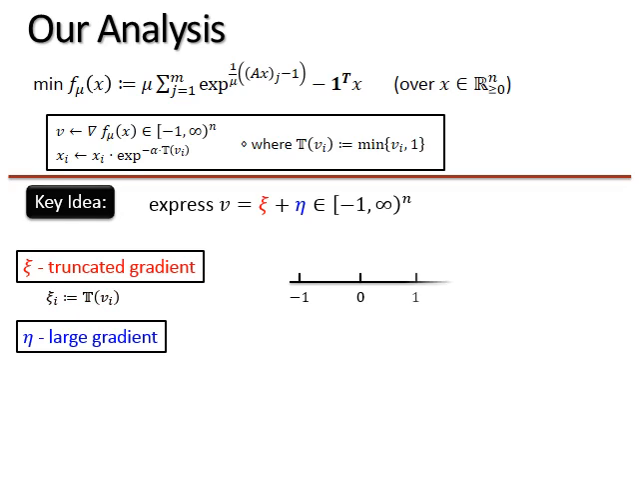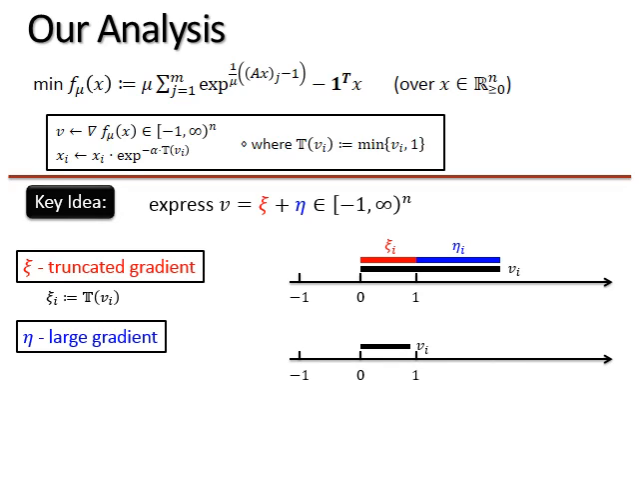Pictorially, it says whenever Vi is larger than 1, we truncate it to 1 and define Xci just to be 1, and we define eta to be the remaining, so that they sum up to Vi. Or if Vi does not exceed 1, we define Xc to be the same as Vi and eta to be 0. Similarly, for Vi being negative.